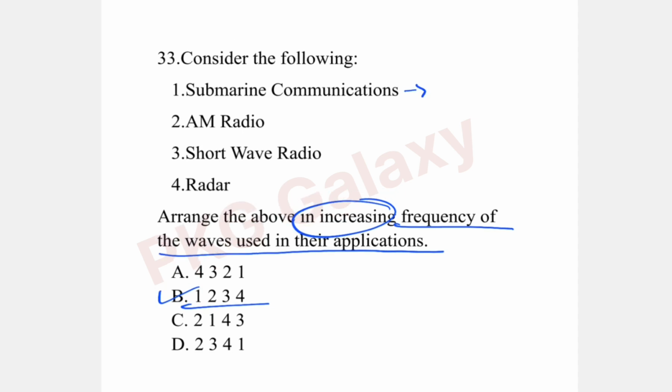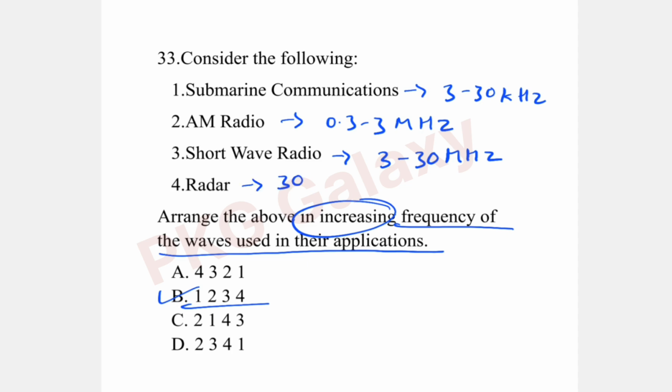The frequency of submarine communications is very low frequency, that is 3 to 30 kilohertz, and the AM radio frequency is medium frequency, that's 0.3 to 3 megahertz, and shortwave radio is used for high frequency, that is 3 to 30 megahertz, and radar is used for very high frequency and also ultra high frequency and microwave frequency, that is 30 megahertz to 300 gigahertz.